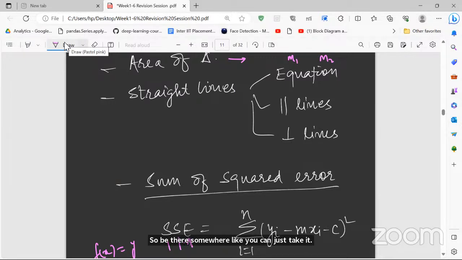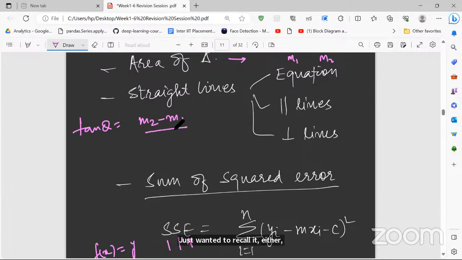I can write it, but there's no point in writing it. Okay, there you can just write. It's not that difficult. So if your doubt is just to calculate, you just wanted to recall it. Otherwise, nothing. So you tell me what should be the value here. M1 plus M2. Yeah, it's correct. So this should be the value.